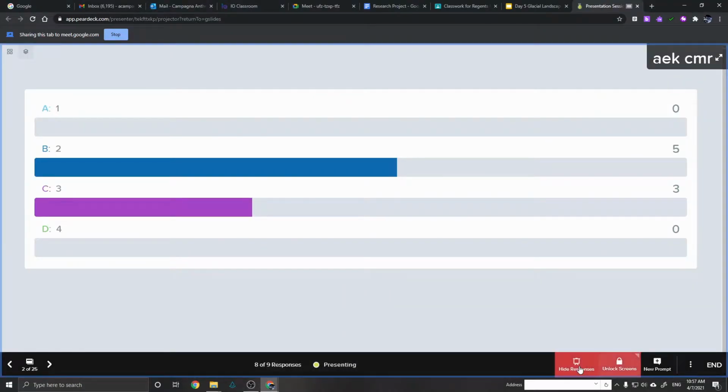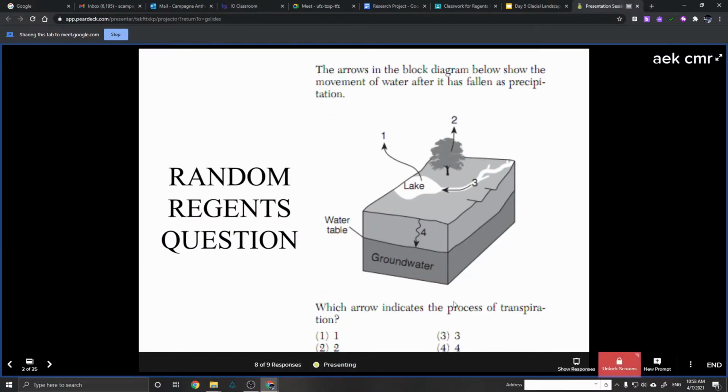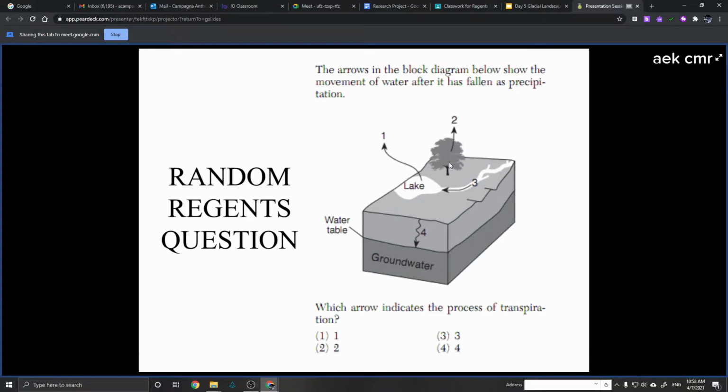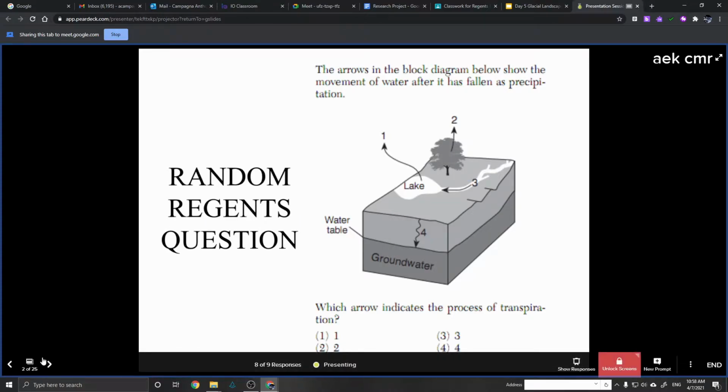All right, let's take a look. Some people said 2 and some people said 3. So 2 is transpiration. 3 is water flow or maybe runoff, whereas 1 is evaporation. So yeah, the answer would be 2. The way that I remember transpiration is it's like precipitation, but through trees. So like treespiration? I don't know.